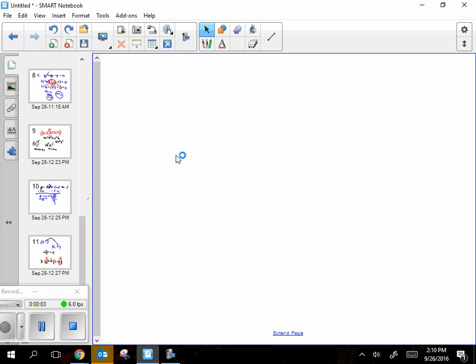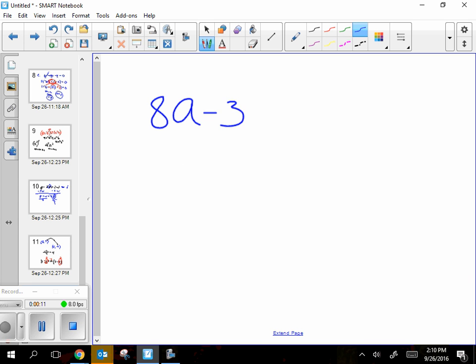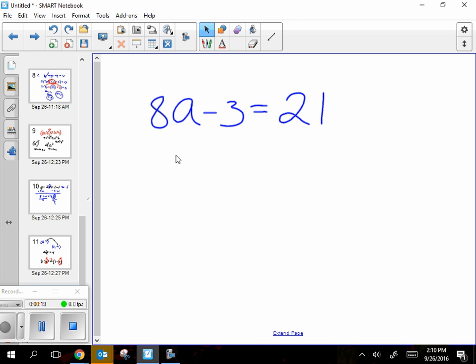Okay, when we left you last, you were doing two-step equations, and here is a typical one. 8a minus 3 is equal to 21. That would be a good one. All right, I want you to write that one down. I want to pause for a second while you give this one a try.